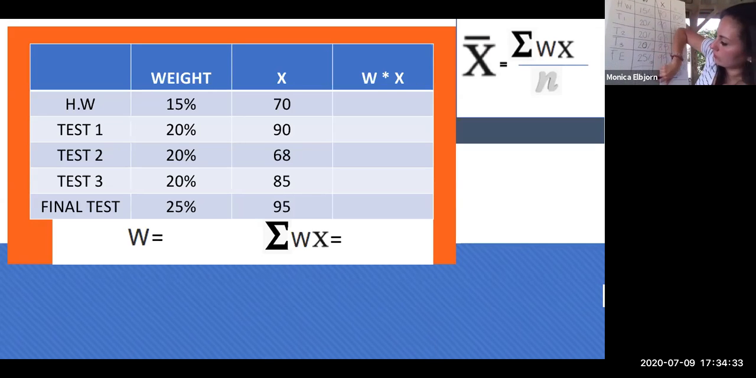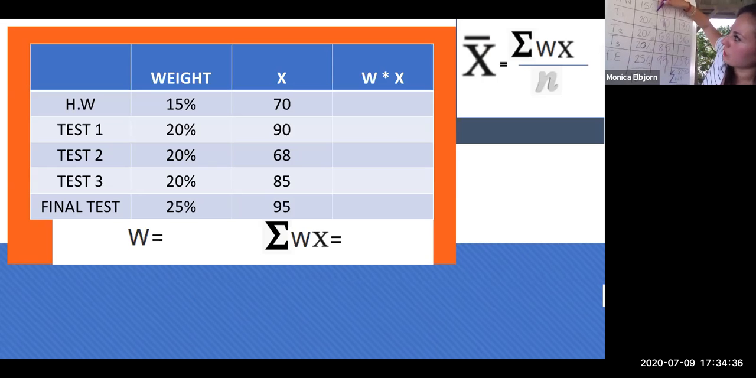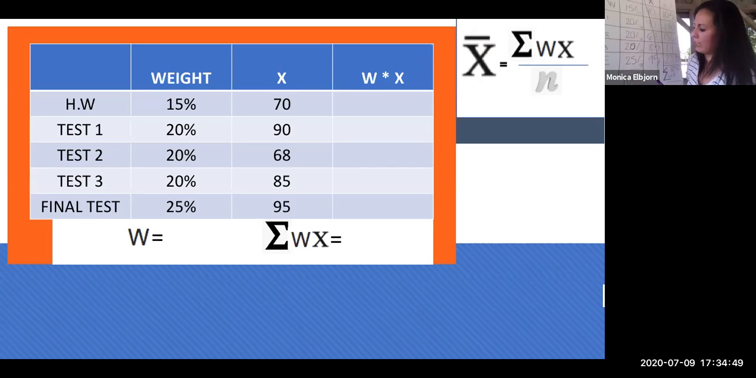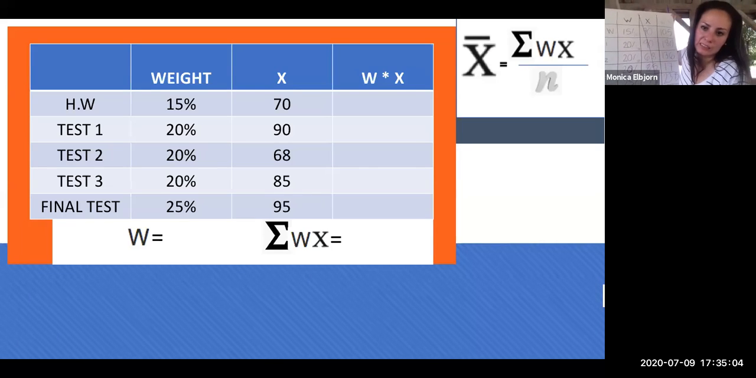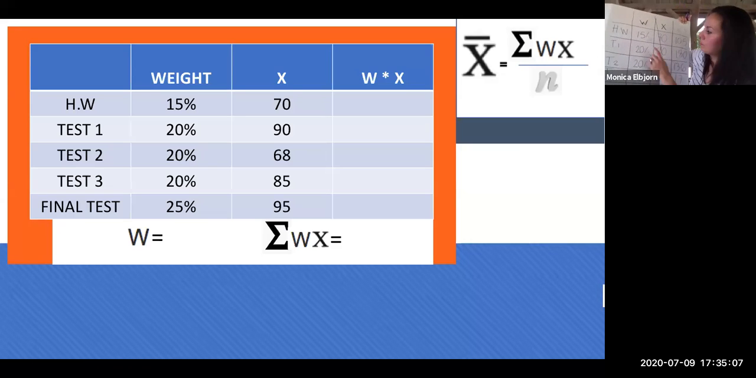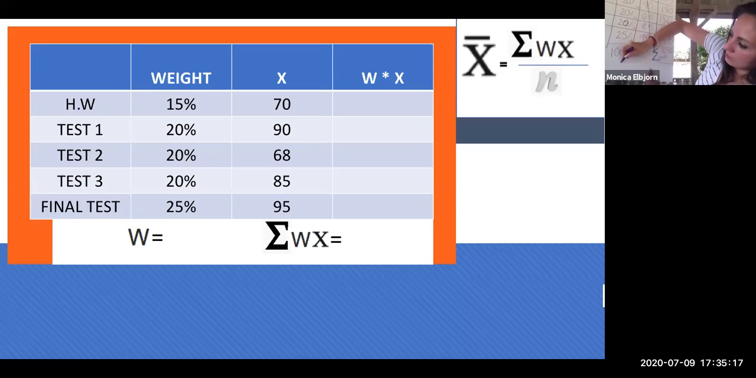And then once we got this, we divide by our frequency, which in this case is the weight, and the weight total is 100. If you add 0.15 plus 0.20 plus 0.20 plus 0.20 plus 0.25, how much will it give you? Very good, it will be 1.